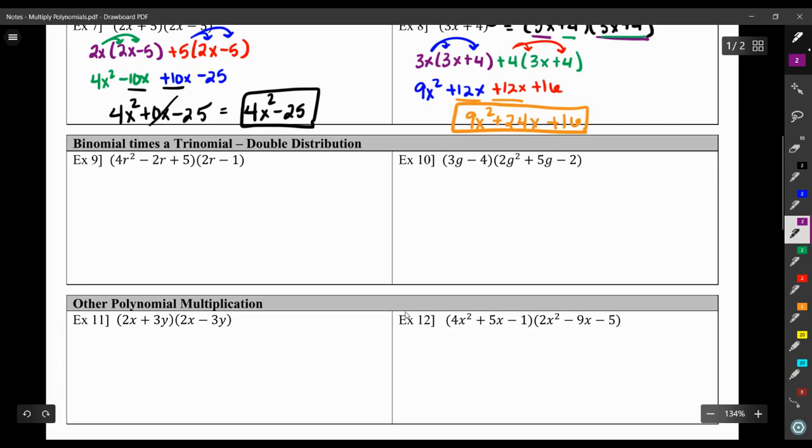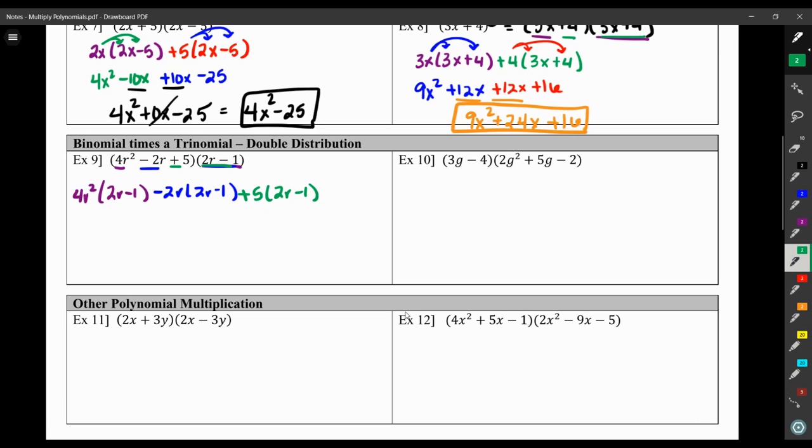So the first way, we're going to break it up. So I need to do 4r squared times 2r minus 1, then minus 2r times 2r minus 1, then 5 times 2r minus 1. So we've broken it up now into 3 pieces instead of just 2. And now we're going to do the individual distributions.